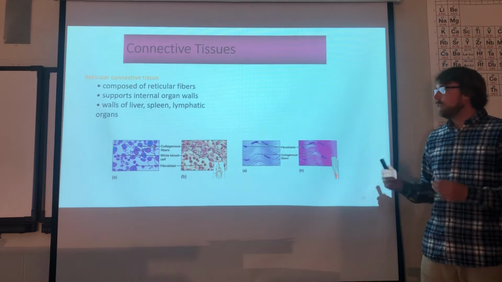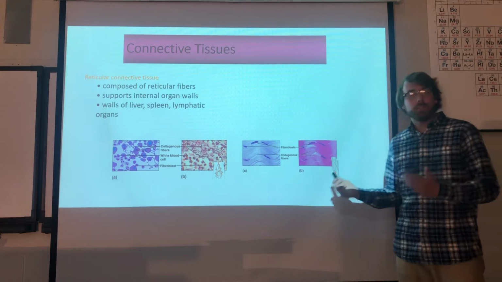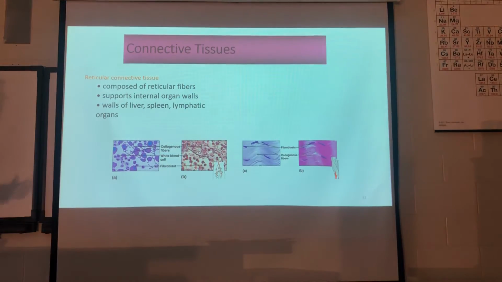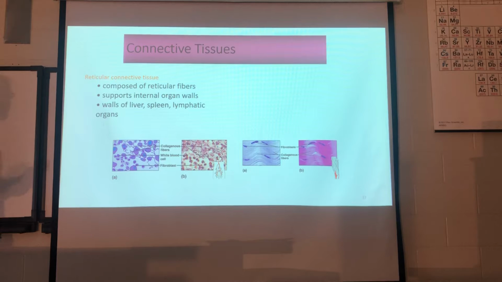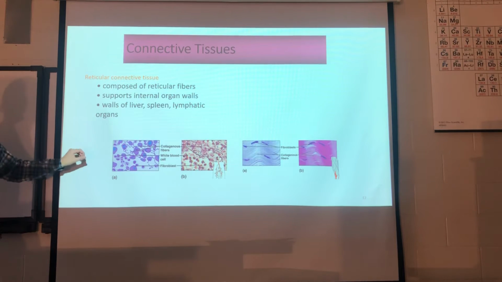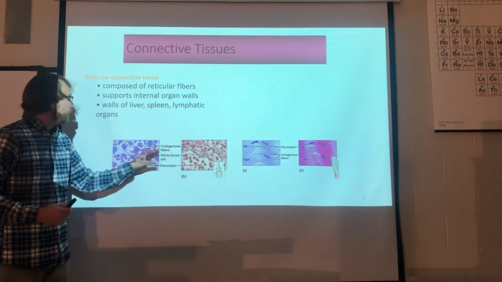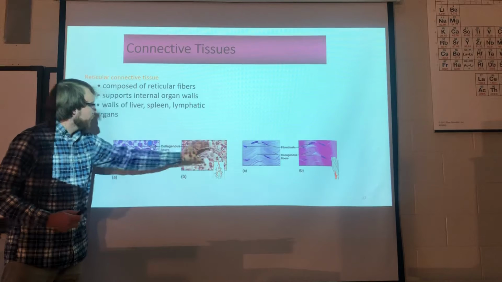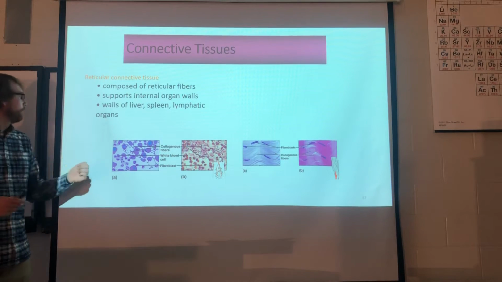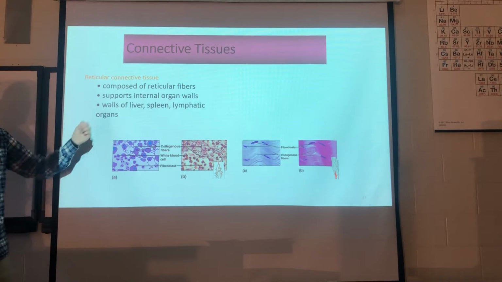Today we are starting off with reticular connective tissue. Reticular connective tissue is named for reticular fibers, so it's mostly made of reticular fibers. It supports internal organ walls. We find this in the walls of the liver, the spleen, lymphatic organs. So there are going to be fibroblasts, and they're going to make all of these reticular fibers that are made of the protein collagen to support other cells in these organs.